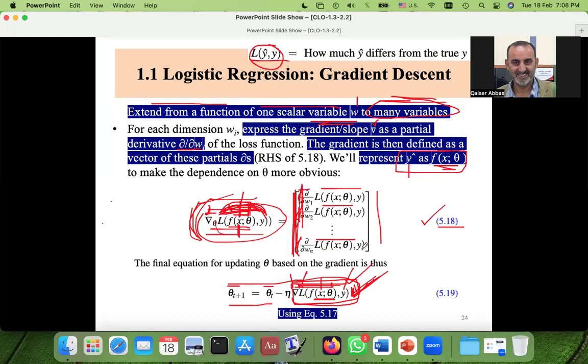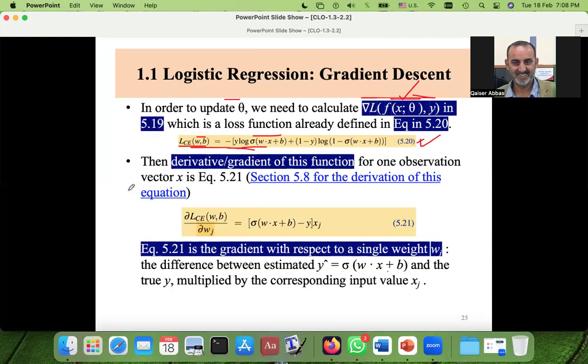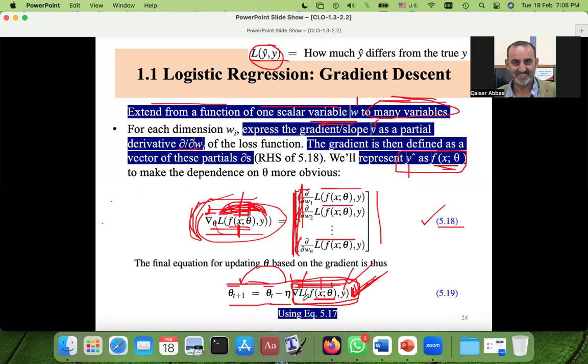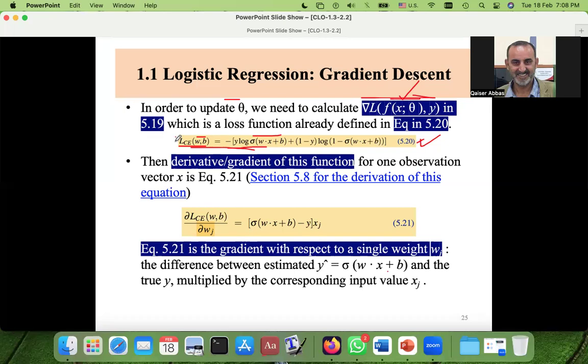So here the value of theta is updating. After this subtraction, the value from the right-hand side will be updated here. That's why we say we want to update the value of theta. And we cannot update this value of theta until we calculate this loss function. And what is the equation of that loss function? This yellow one, 5.20, is the equation for that loss function.